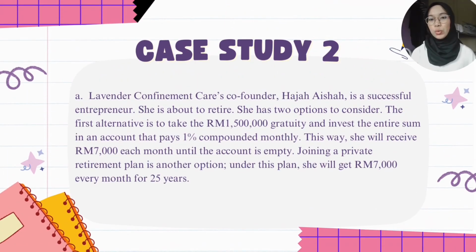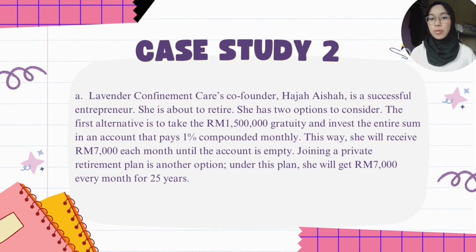Case study 2. A. Lavender Confinement Care co-founder Hajah Aisyah is a successful entrepreneur. She is about to retire. She had 2 options to consider. The first alternative is to take the 1,500,000 ringgit gratuity and invest the entire sum in an account that pays 1% compounded monthly. This way, she will receive 7,000 ringgit each month until the account is empty.